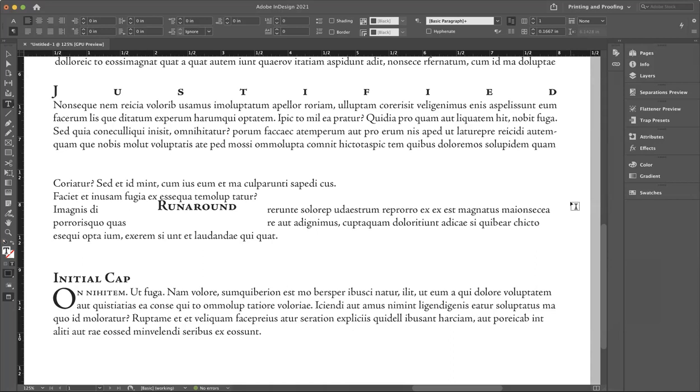Oh, I said I wouldn't give color commentary, just the facts. Sorry, guys, play by play. Initial cap means the first letter of the first line is increased to be more than one line in height.